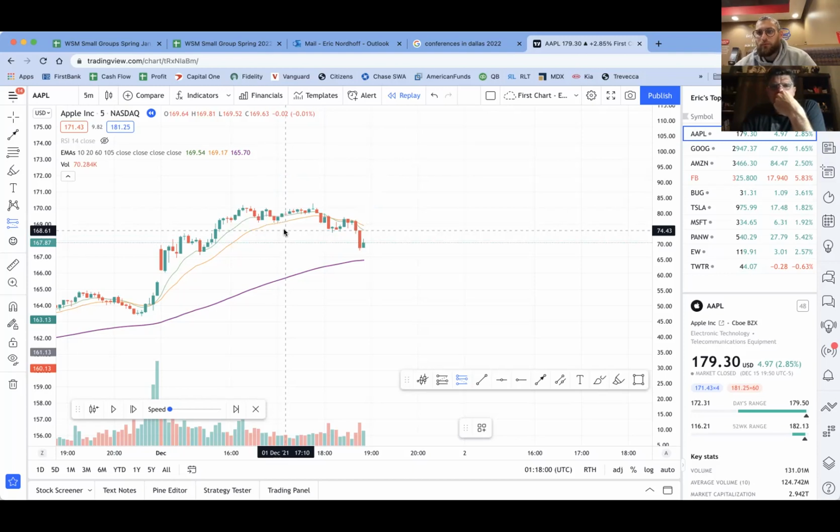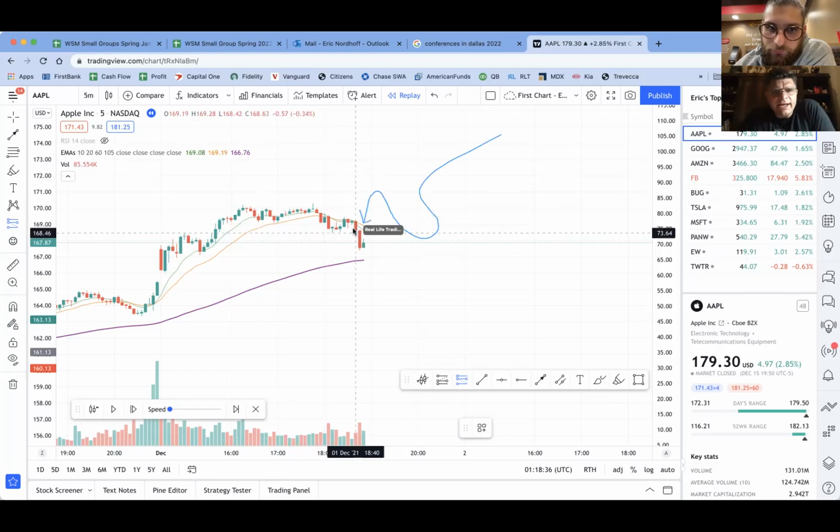Now, we can apply reclaim to a lot of different things, but for the purposes of this strategy, when we're talking about reclaim, it was above, now it's below, so it reclaimed it below. It's like offense and defense, passing the ball back and forth. Whatever side of the EMA price closes on, that's the bias. So if it closes below the 10, in this case right here, it's reclaimed bearish.